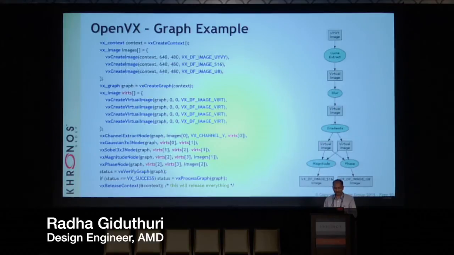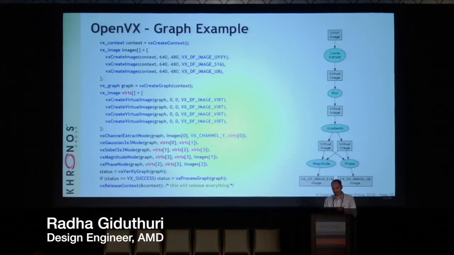And then the way to instantiate nodes in a graph is there is a VX channel extract node. It has VX and the name of the kernel followed by a node, which basically tells you that in this particular first example, the channel extract gets instantiated in the graph with image 0, which is UYVY, as the input, and the output is basically the zeroth virtual buffer. So you can kind of see a graph getting constructed here.